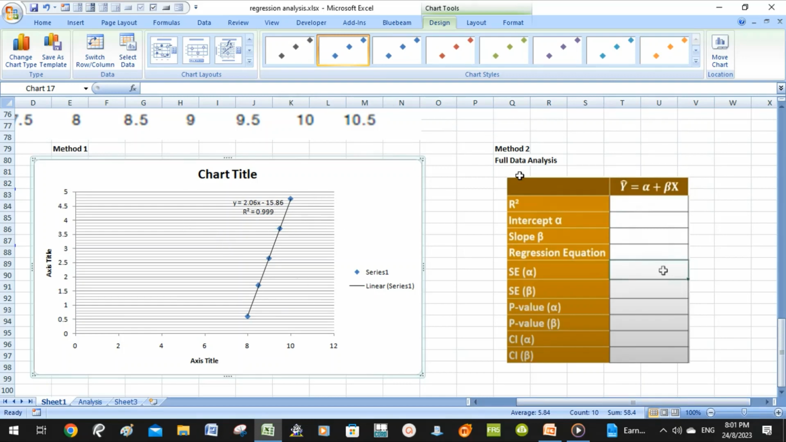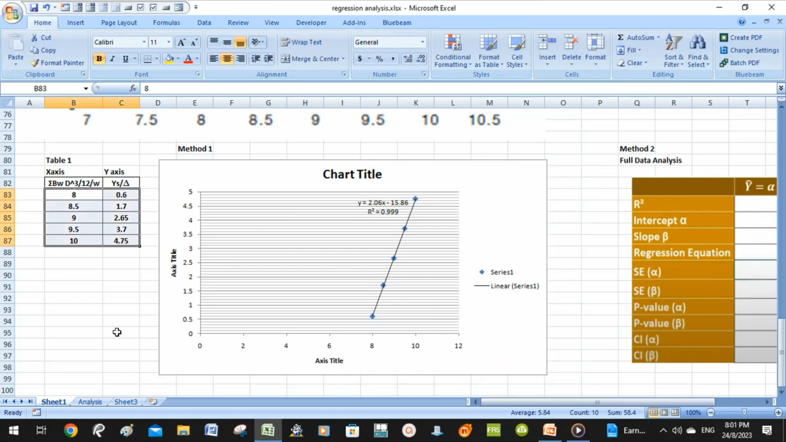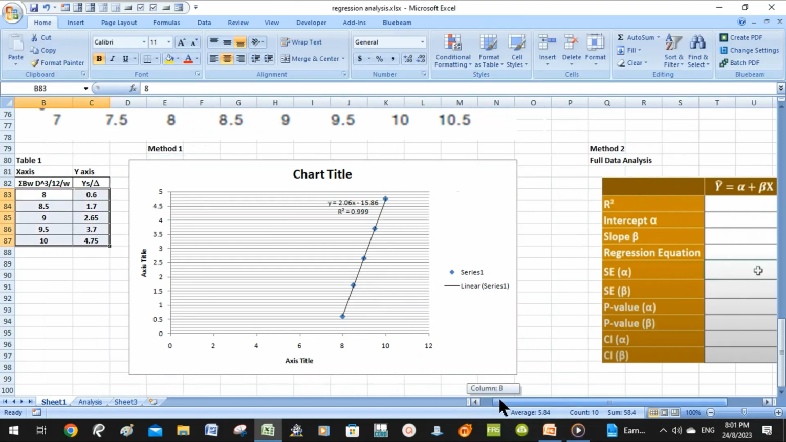Okay, so keep that equation in mind: y is equal to 2.06x minus 15.86. I will quickly go through the second method for more statistical information on the graph.